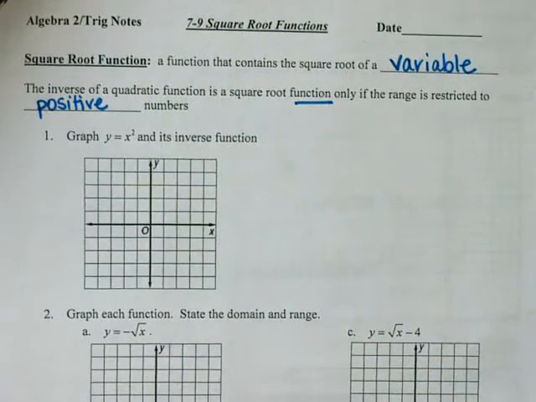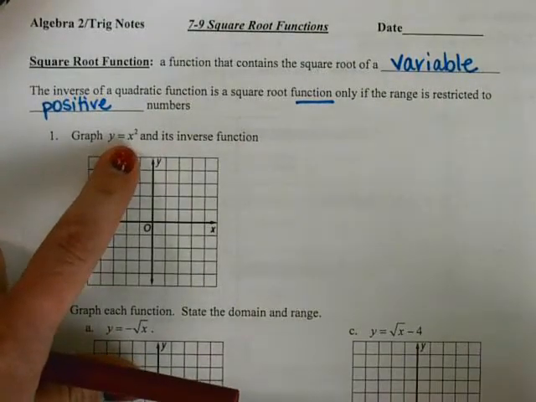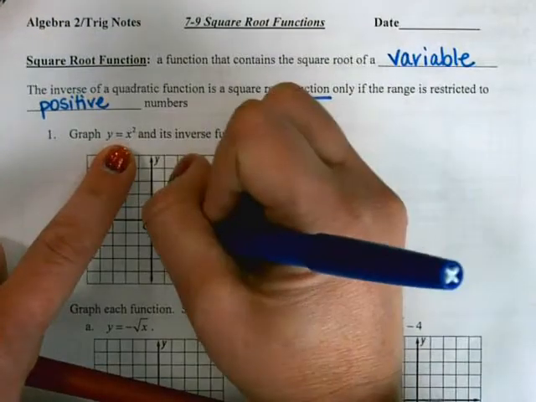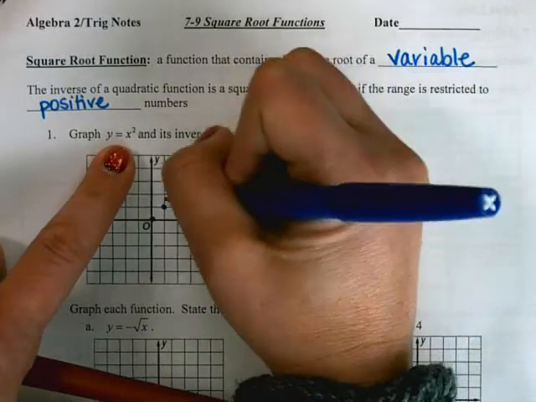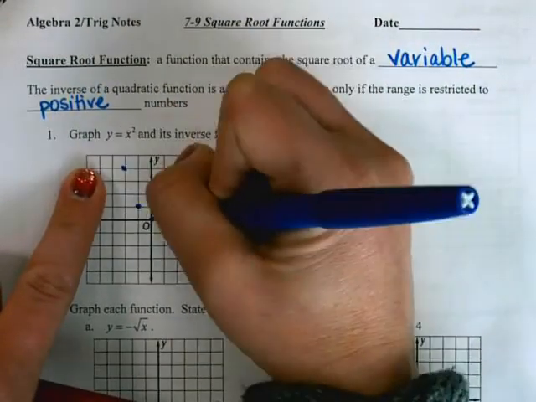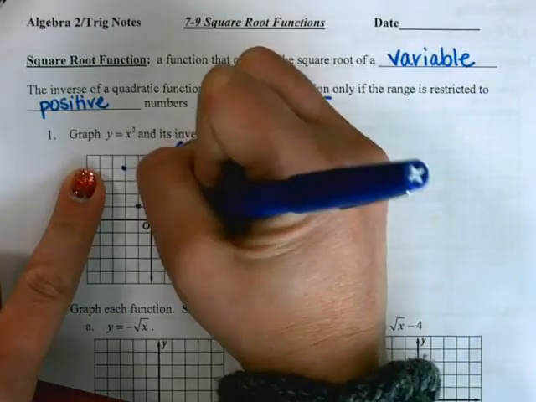Okay, so for example, let me show you. Like I said, we just talked about this when we were doing inverses, right? One-to-one functions. So if I graph y equals x squared, that's just a plain old straight up parabola. So here I go. 1, 2 would be 4. So there's y equals x squared.